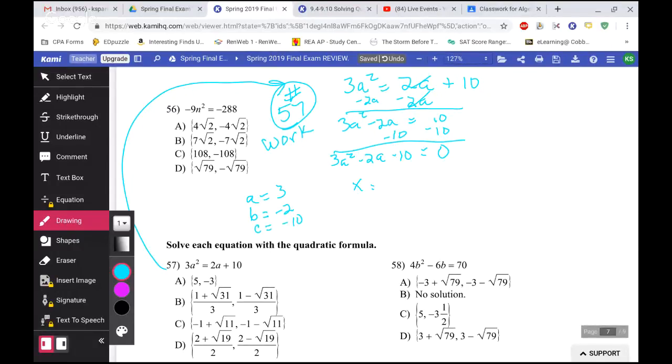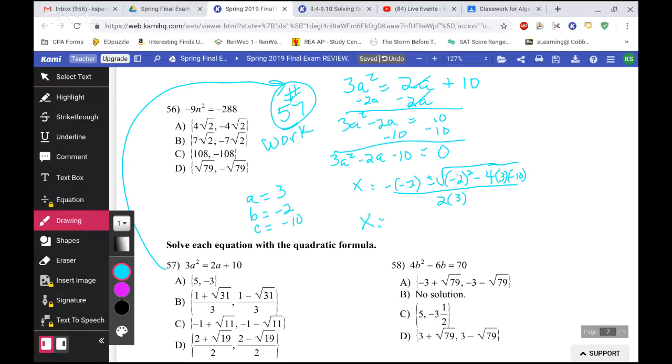X equals the opposite of B plus or minus the square root of B squared minus 4 times A, which is 3, times C, which is -10, all over 2 times 3. So now, let's do some math.